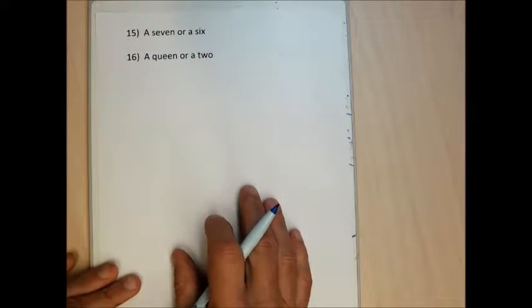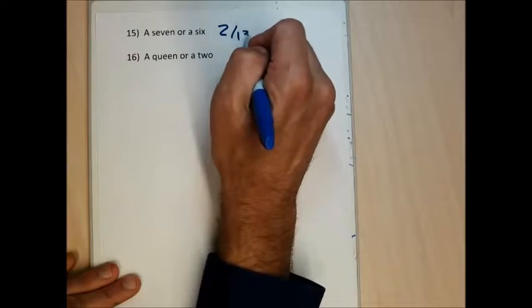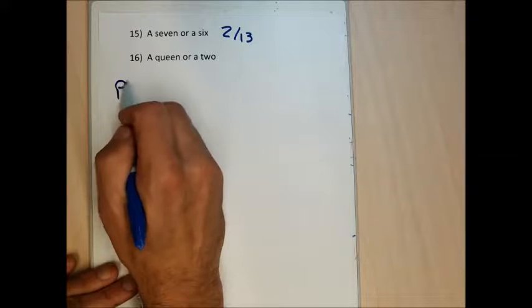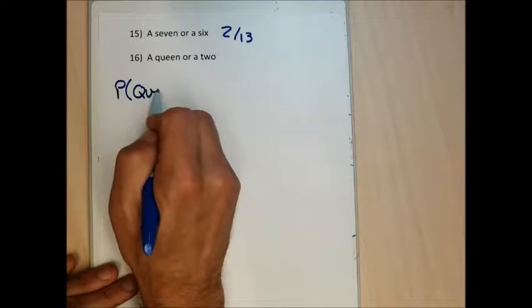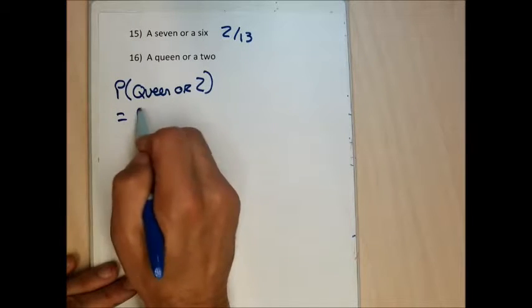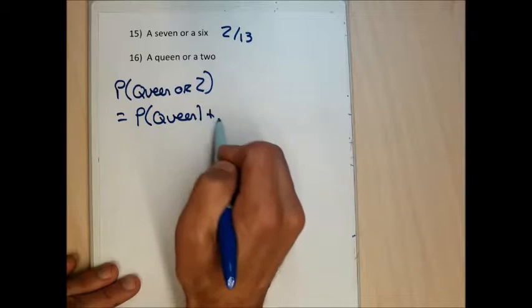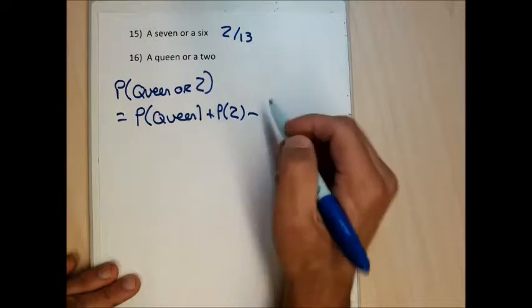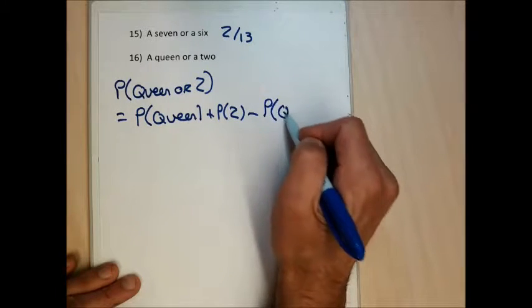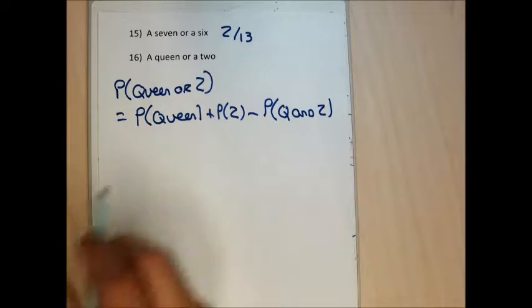All right, so give 15 a go. If you do 15 properly, you get 2/13 as a reduced fraction. For my 16, I want the probability of getting a queen or a 2. That's going to be the probability of getting a queen plus the probability of getting a 2 less the probability of getting a card that's a queen and a 2. I'm starting to abbreviate a little bit.